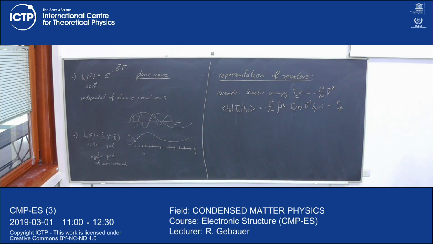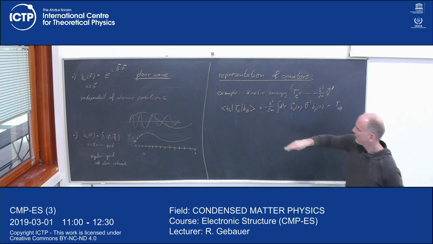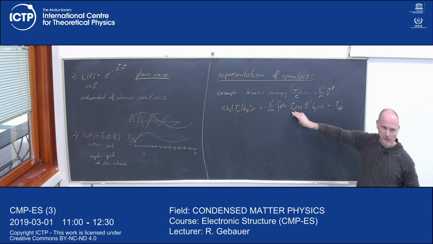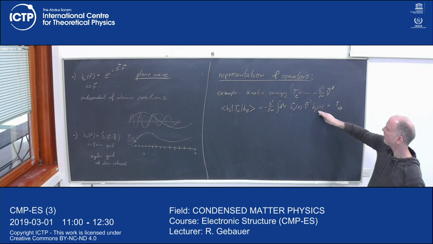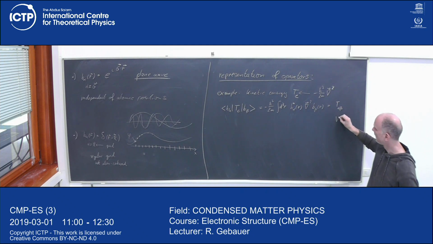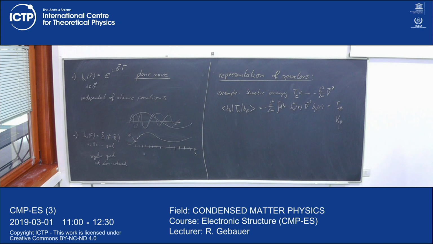And the same you do with all operators. So if you have a potential energy, you also calculate this matrix element. You will have one basis function here, the product with the potential, another basis function. This will then, for example, give you the external potential between basis function alpha and beta, and so on. All your operators which you're interested in, you can write them as a set of matrix elements between your basis functions.